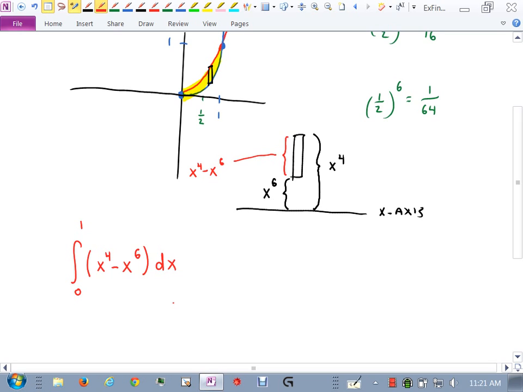Although, you know what, there's one more. Let's do 18 here. This looks like an interesting one. How about finding the area bounded by y equals the absolute value of x, y equals x squared minus 2.